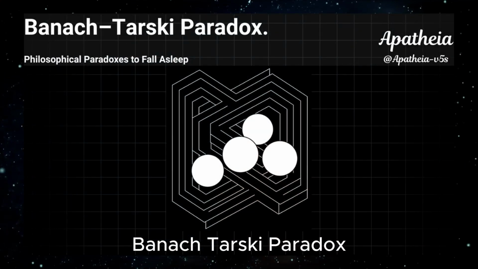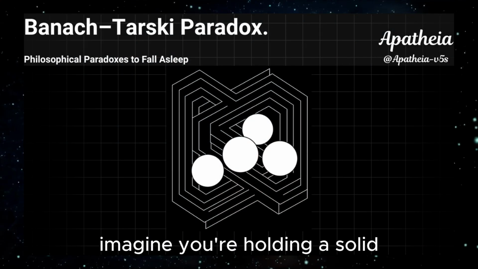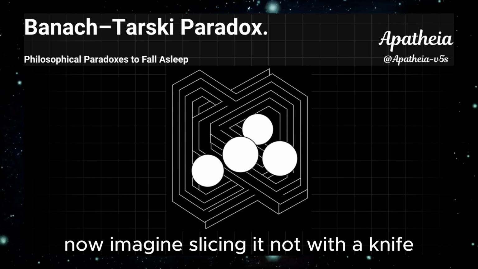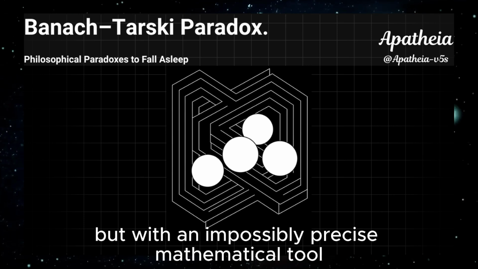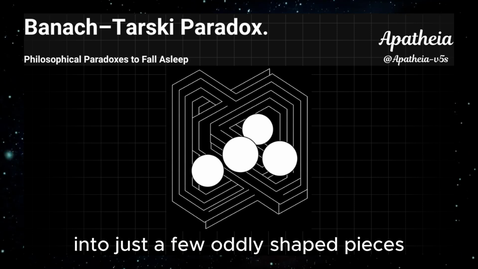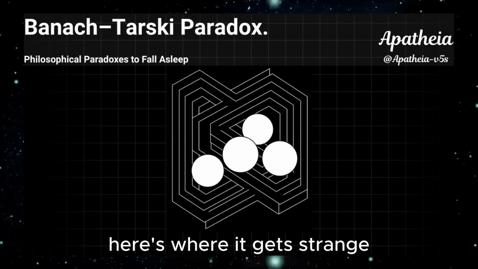Banach-Tarski Paradox. Imagine you're holding a solid, perfect sphere, like a smooth rubber ball about the size of your fist. Now imagine slicing it, not with a knife, but with an impossibly precise mathematical tool, into just a few oddly shaped pieces. Here's where it gets strange.